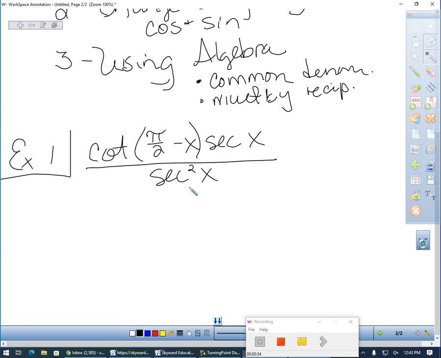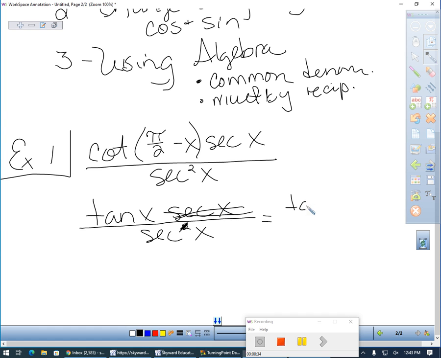All right. So first thing, we can change this cotangent of pi over 2 minus x into tangent, right? That's going to be our first step. So I have the tangent of x times the secant of x divided by the secant squared of x. So that wasn't bad, right? Now, what do you notice that right now, before we do anything else, you can cancel top and bottom? One of the secants we can get rid of. We can get rid of this one and cancel it with one of them down here. So now I have the tangent of x divided by the secant of x.